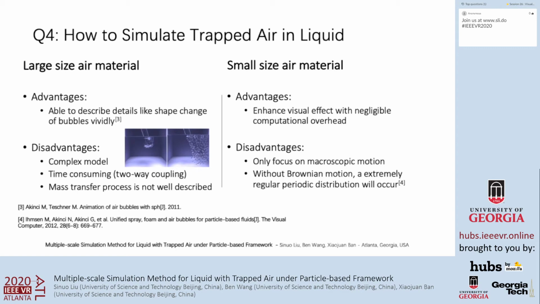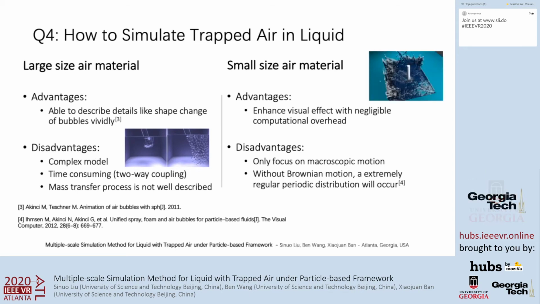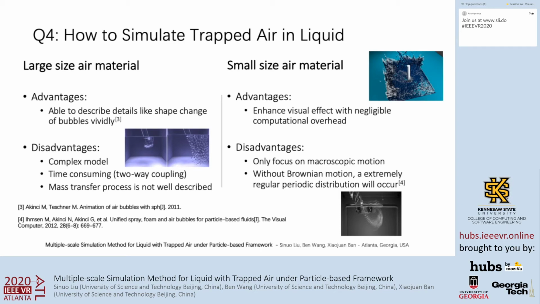As for the simulation of small-size air materials, the shape and the size of particles is usually ignored, and only the microscopic motion is described. Generally, this type of model is a post-processing model which can enhance visual effect with negligible computational overhead. Besides, without Brownian motion, a large number of air particles will move with similar patterns and result in a periodic distribution. In real life, air bubbles of different sizes are usually generated at the same time. Simulating different scales of air materials simultaneously in a unified framework can achieve a more realistic result.